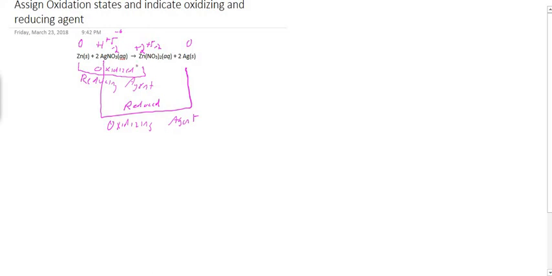So here we've assigned the oxidation states, and we have determined which one is the oxidizing and the reducing agent. These are doable. It just takes a little practice to assign those oxidation states.